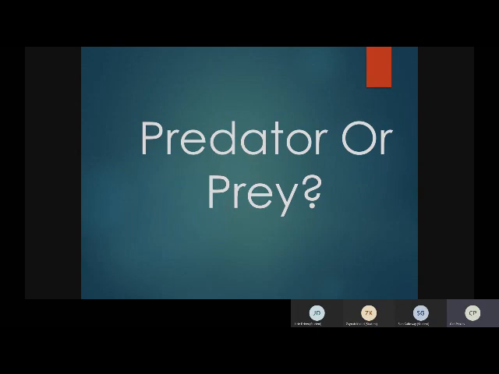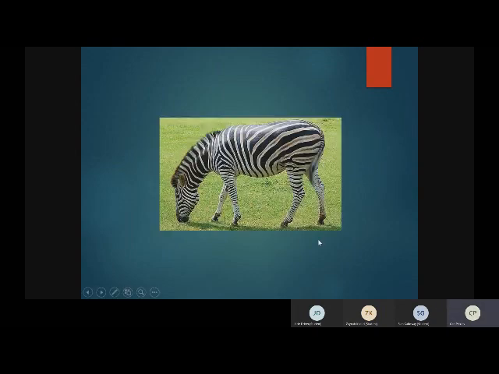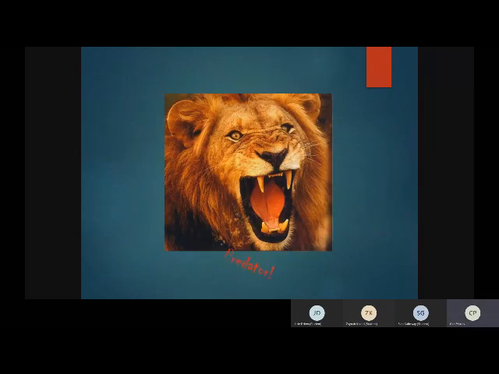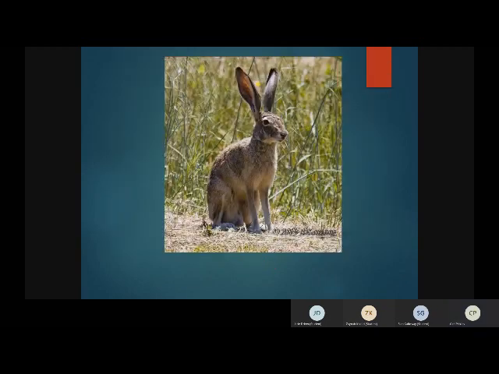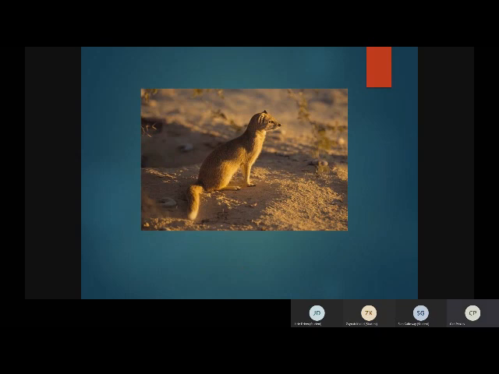Predator or prey. Very simple game. I show you a picture, you tell me whether that's a predator or prey. Yeah? So here's one for starters. It's prey. That one, predator. That one, predator. And that, of course, is a prey animal. And what about this one? If you don't know, that is a mongoose.